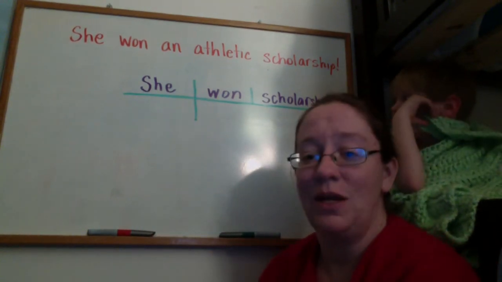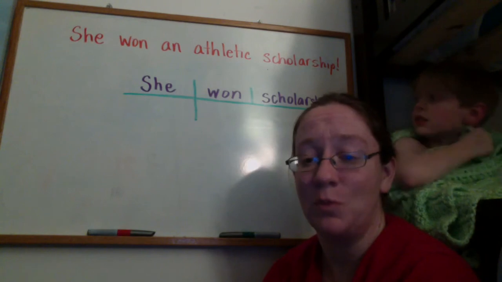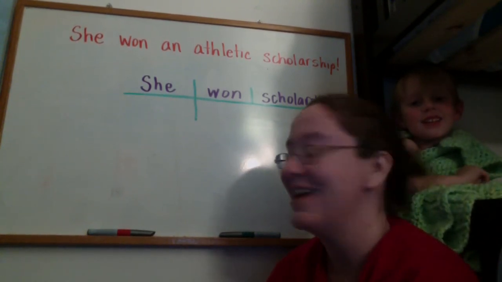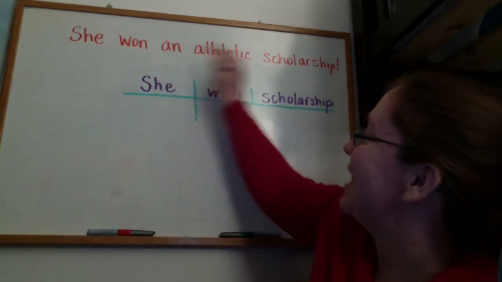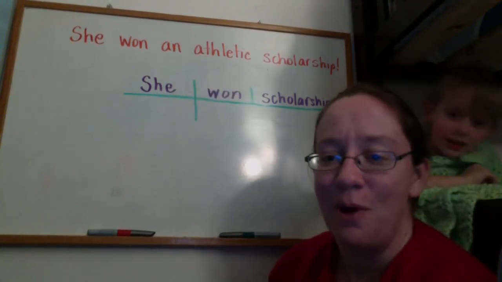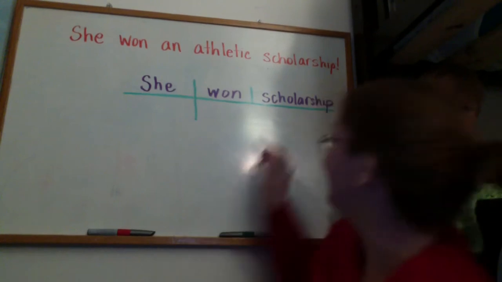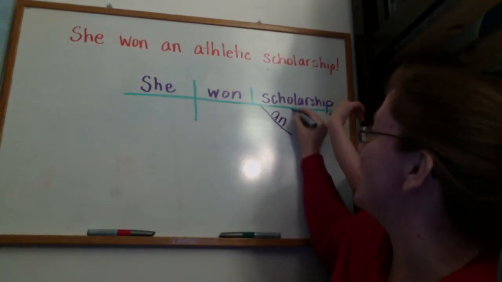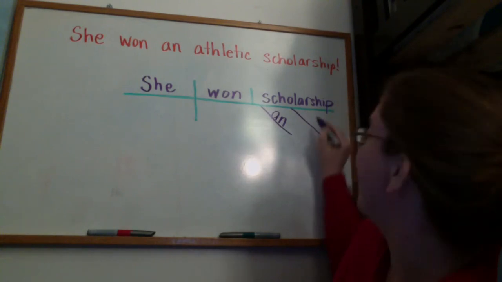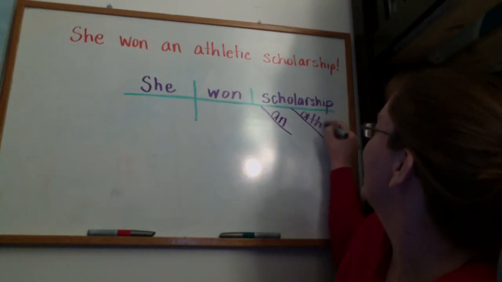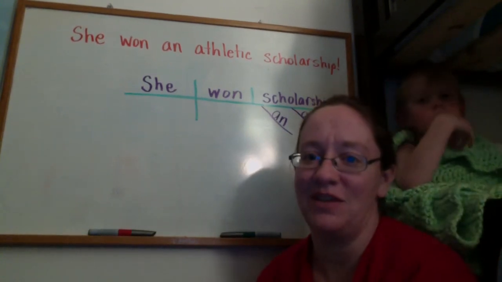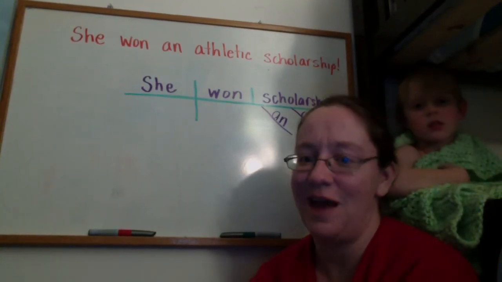The last thing that we need to do is put in any articles or prepositional phrases or adjectives or other kinds of things like that. So let's go ahead. An and athletic are both acting as adjectives in the sentence. So we'll draw a line down underneath the noun those words are modifying. And we have a complete diagram for this simple sentence. She won an athletic scholarship.